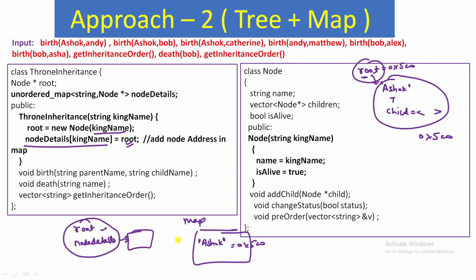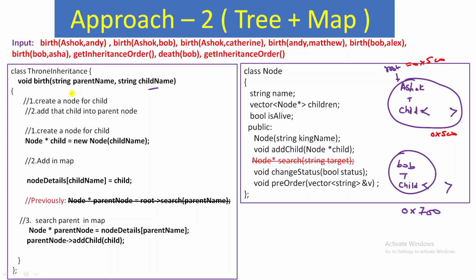So whenever next time someone is searching for the node containing the Ashok, the address will be 500. Address will be 500. Now let's see the birth API. In the birth API, this is the syntax. We will be passing the parent and we will be passing the child. Okay, parent and the child.